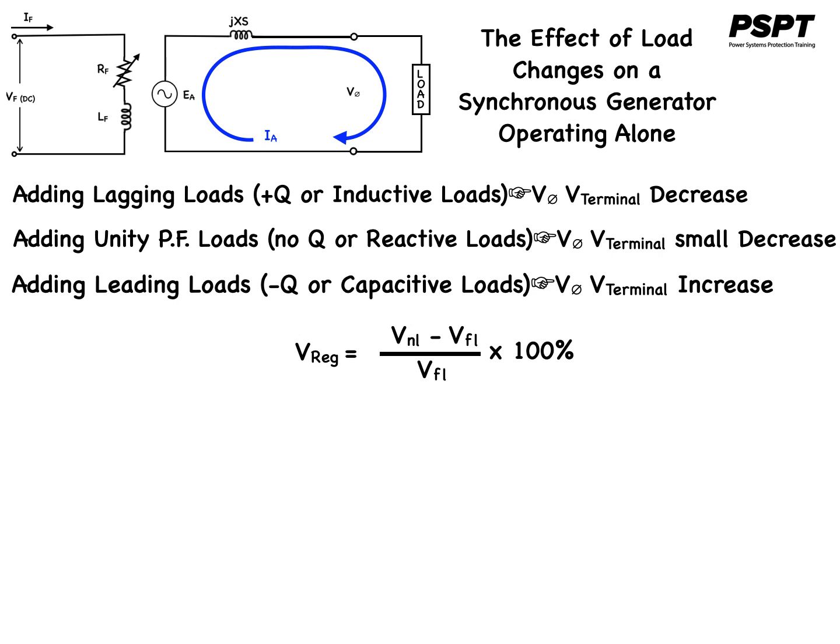For example, suppose a lagging load is added to a generator. Then the terminal voltage will fall, as was previously shown. To restore it to its previous level, decrease the field resistor RF. If RF decreases, the field current will increase. An increase in IF increases the flux, which in turn increases EA, and an increase in EA increases the phase and terminal voltages. This idea can be summarized as follows.